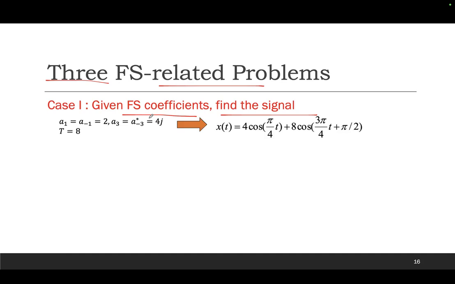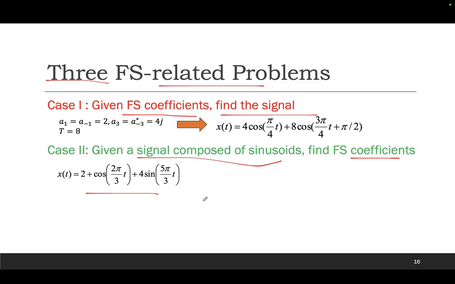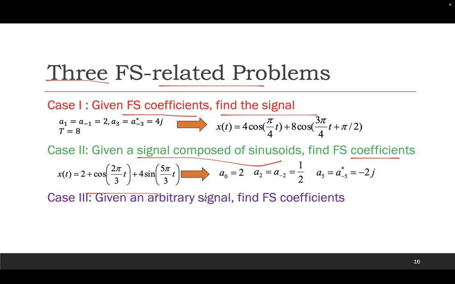We know that, right? And for case 2, given a signal composed of sinusoids, find the FS coefficient. This one is also easy. You can use the Euler equation to convert it to exponential equations, and then compare the equation you get with the signal synthesis equation, and then you can use it to get the FS coefficient. And case 3 is the most difficult one: given arbitrary signals, find the FS coefficient.